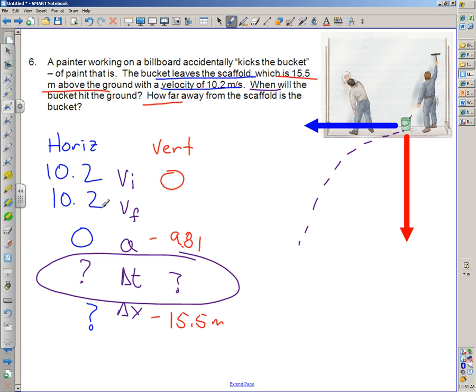I have a question. Go ahead. But okay, so why is the delta x not the diagonal of the two? Because that would be the displacement of the entire trip. But mathematically, we can analyze each dimension separately. We'll get to what the entire displacement is. But when it says how far away from the scaffold is the bucket, that wouldn't be the... I suppose we probably could change that wording to say how far away horizontally is it. I suppose we could say that. So I'll give you that.